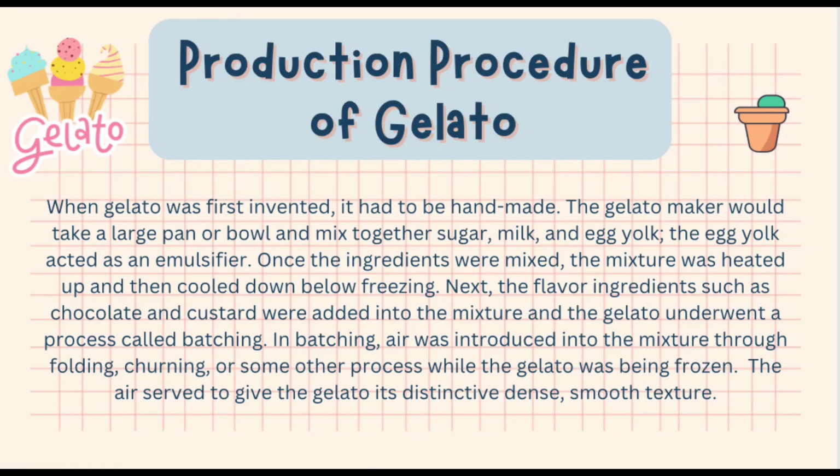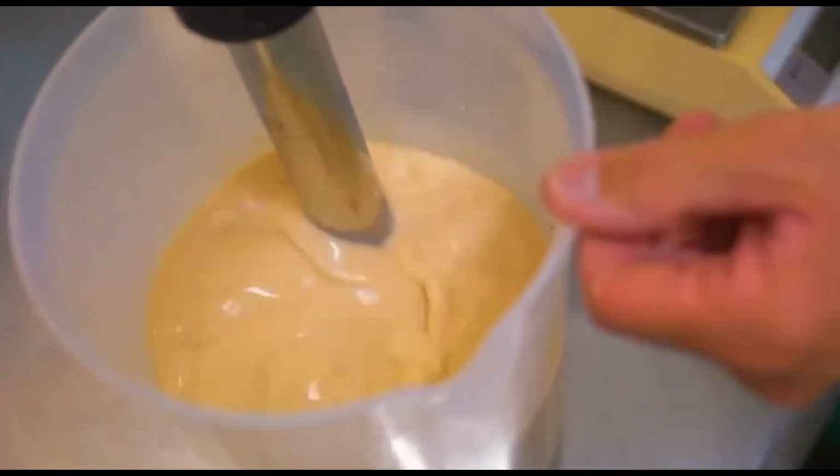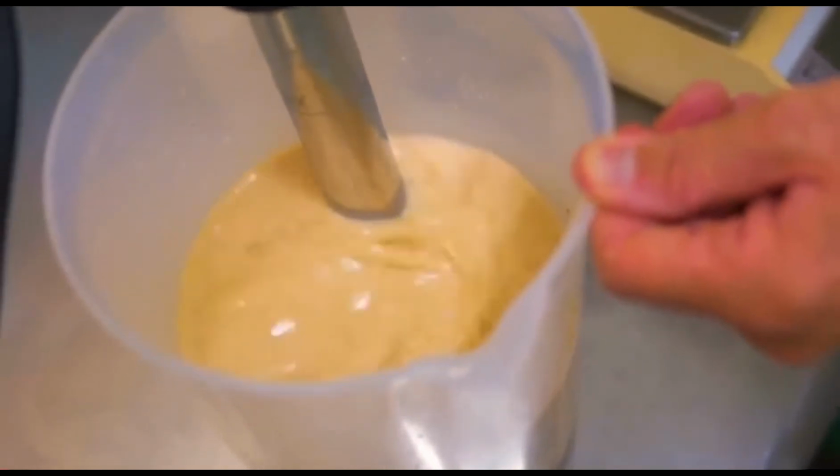Production procedure of gelato. When gelato was first invented, it had to be handmade. The gelato maker would take a large pan or bowl and mix together sugar, milk, and egg yolk. The egg yolk acts as an emulsifier. Once ingredients were mixed, the mixture was heated up and then cooled down below freezing.